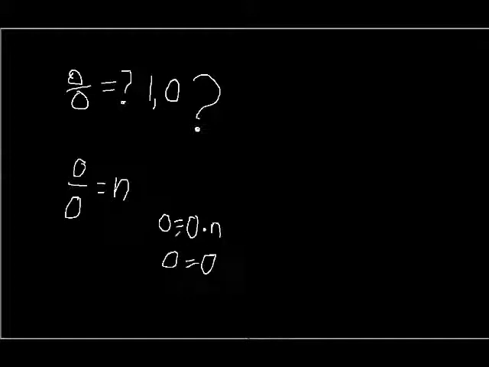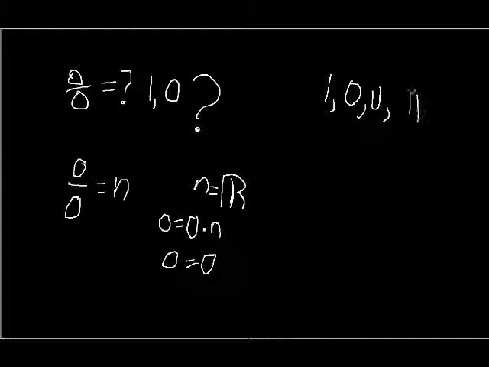It doesn't matter what n is. 0 is still equal to 0. So from this, we get that n is equal to all real numbers. You can plug in anything for n, and it will be true. So far we have 1, we have 0, we have undefined, and we have all real numbers. Well, all real numbers includes 1 and 0, so we can cross them off the list.